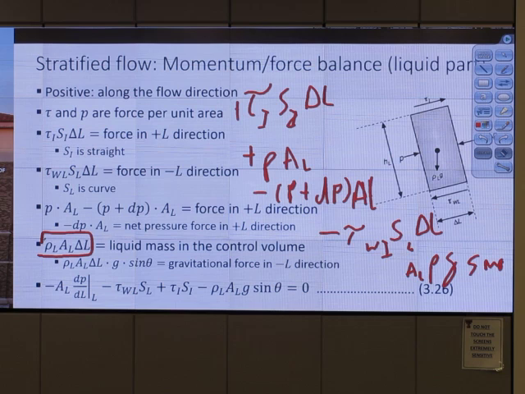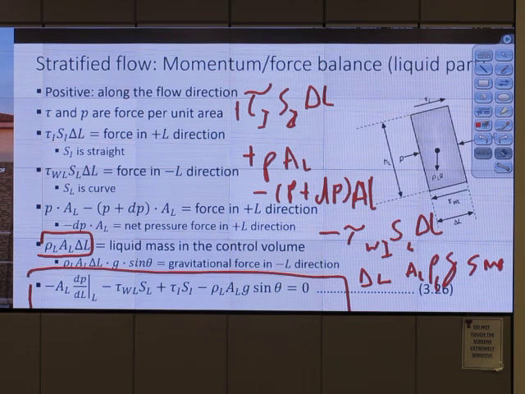That is the liquid mass in the control volume. So liquid mass multiplied by acceleration in the minus x direction, which is g sine theta. So we get this one, A delta L rho L g sine theta. Combine all of them together, we get that. Good? Okay. Is this good for you?